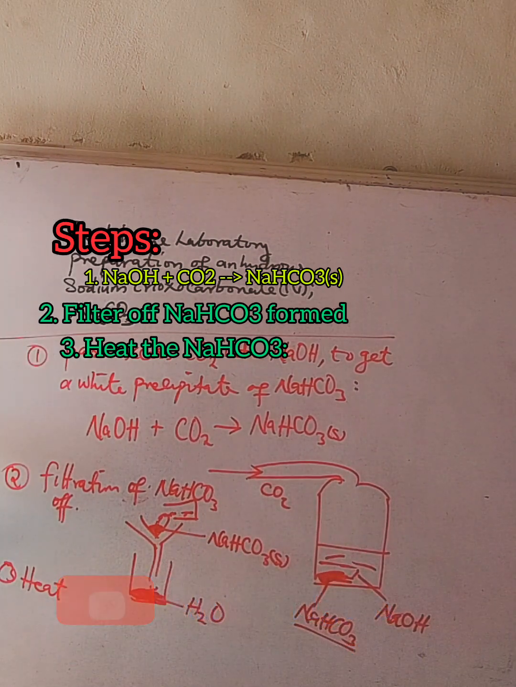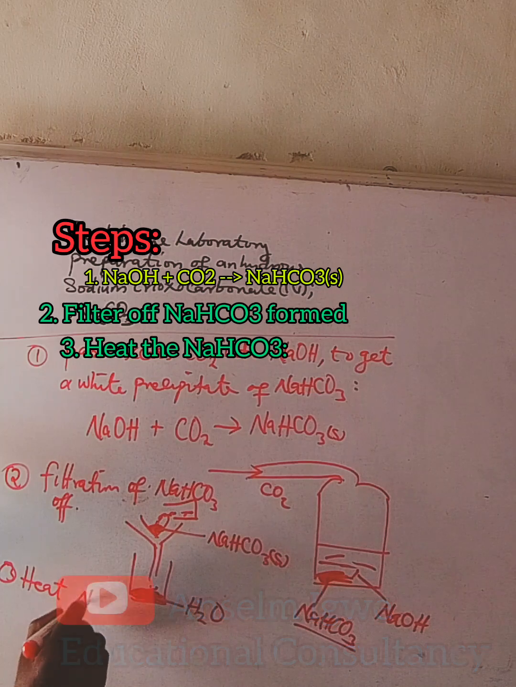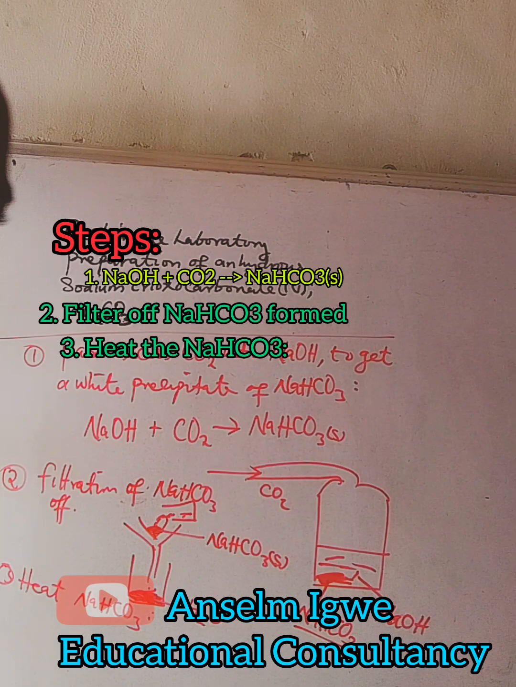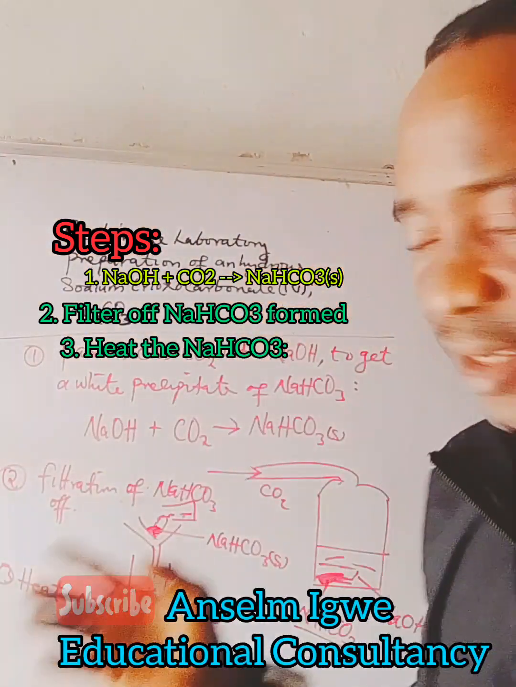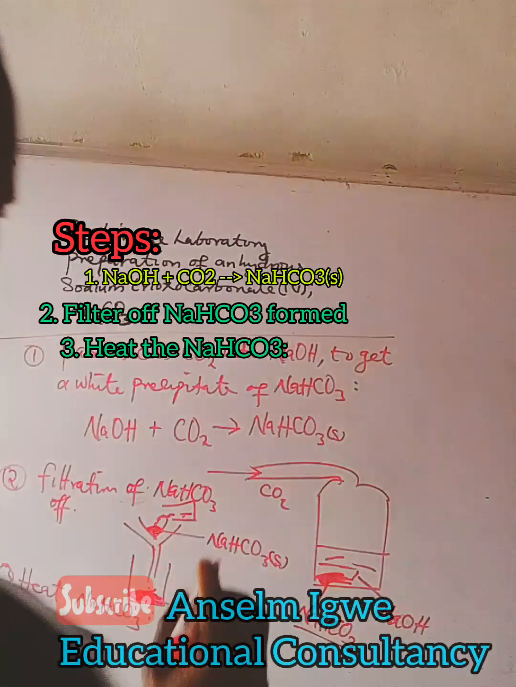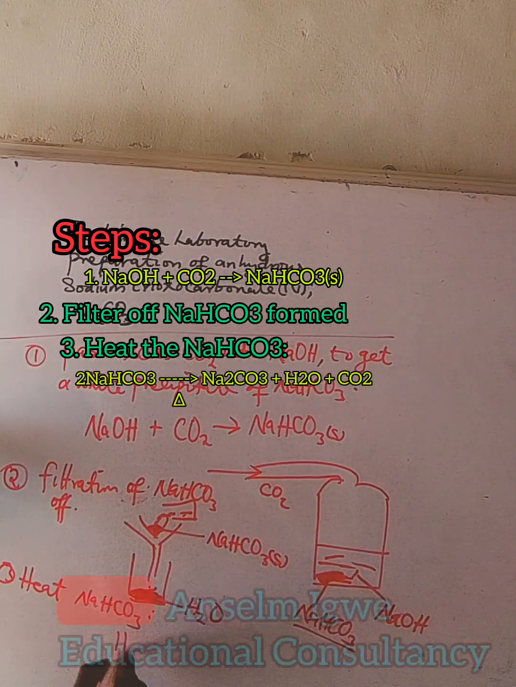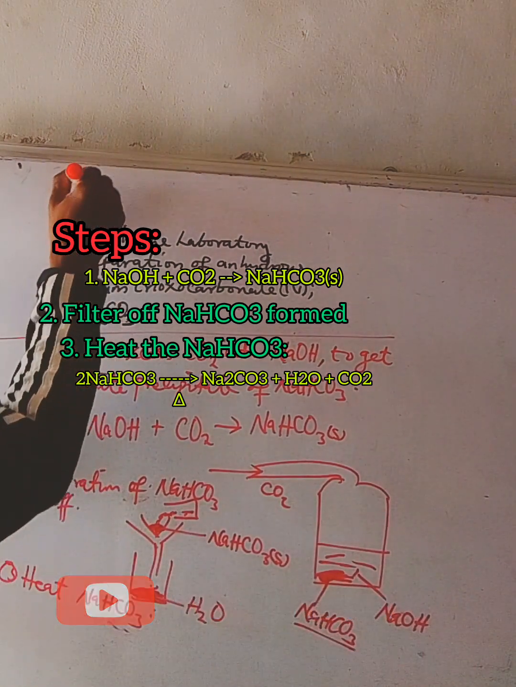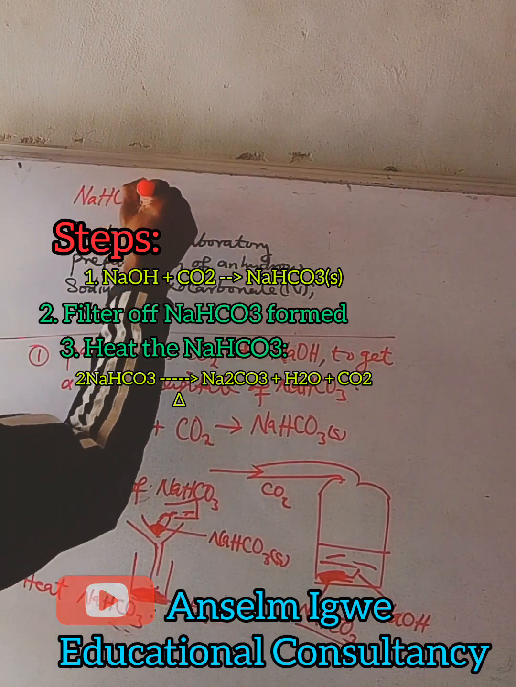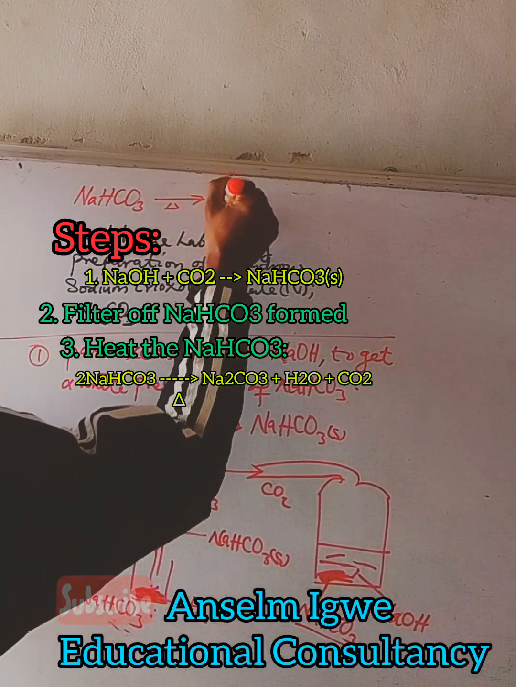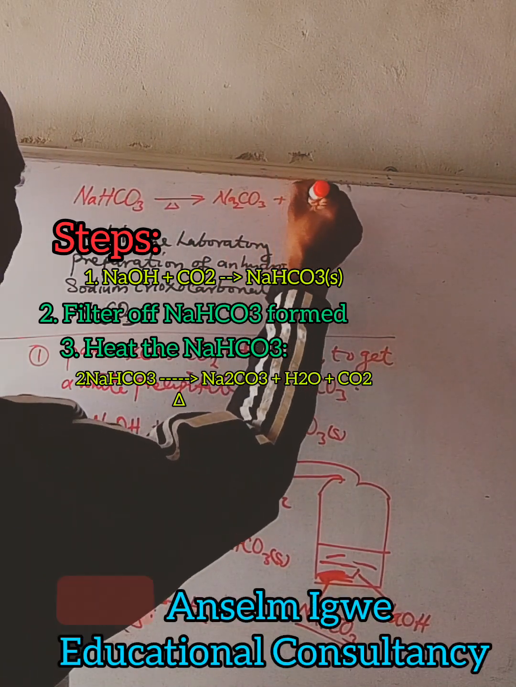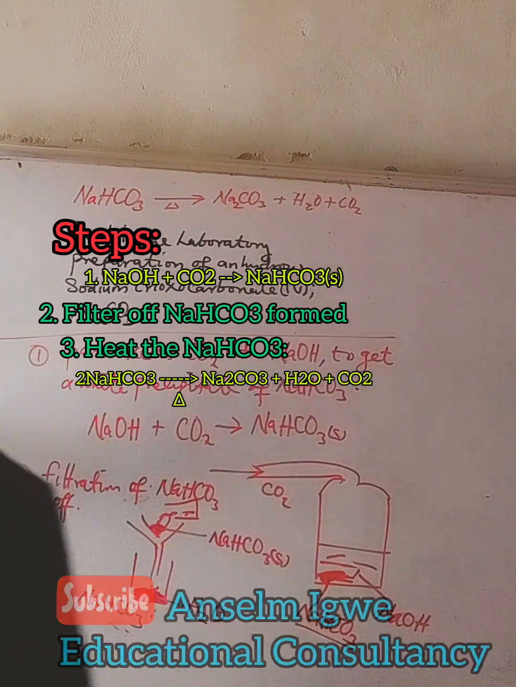So after this filtration process, you heat the sodium hydrogen carbonate formed. When you heat it, it is going to rearrange molecularly to give you the anhydrous sodium trioxocarbonate 4. And the following equation represents the process. Let me write it here. Sodium hydrogen carbonate. When you heat it, you will get anhydrous sodium trioxocarbonate 4 plus water and plus carbon dioxide.